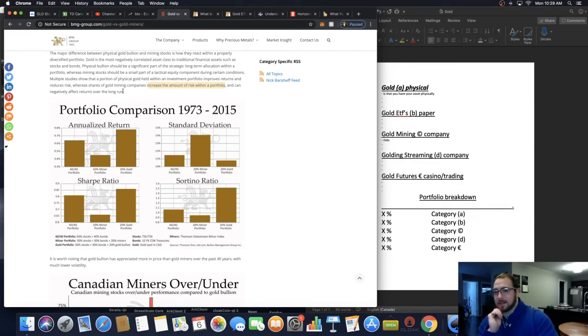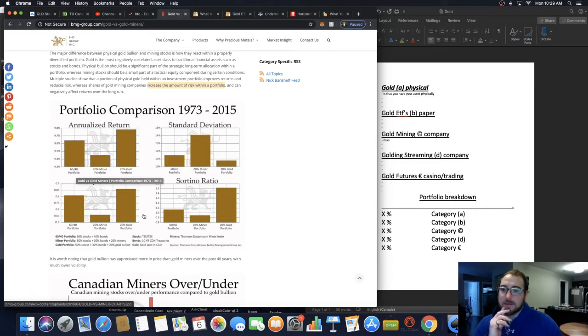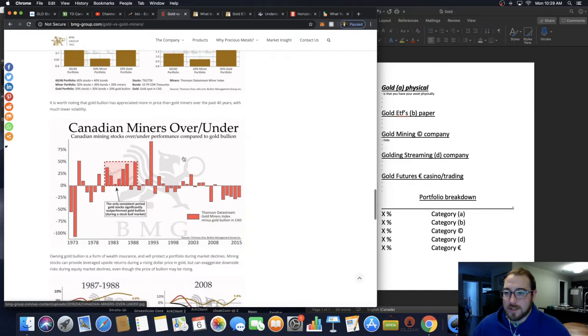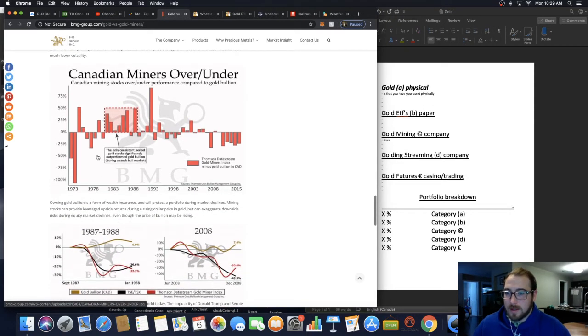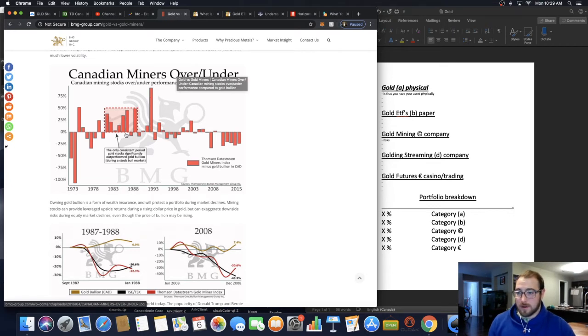So looking at this, this is showing basically people that had a 60-40 portfolio, and the annualized return and some of the different returns here, gold versus gold miners. So 60% stocks, 40% bonds, and then this one went through a couple different types of portfolios here. Let's just continue on. You guys can look at that if you want. So this shows Canadian miners under and over, and it looks like the only period where gold stocks significantly outperformed gold bullion was during a stock bull market.